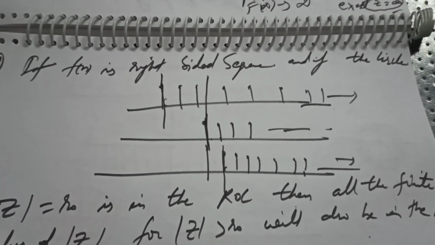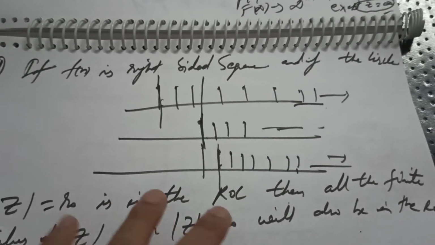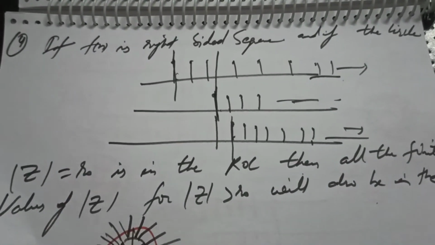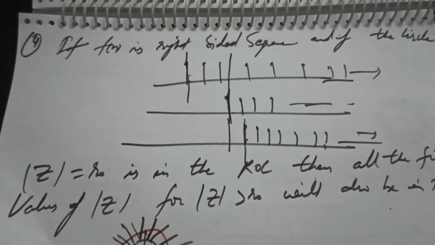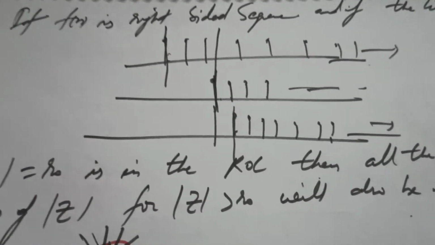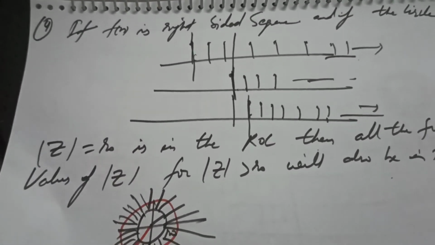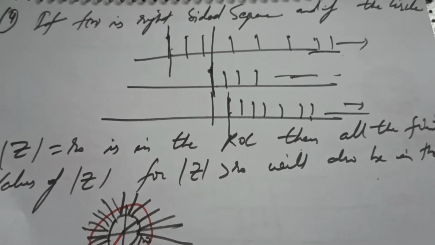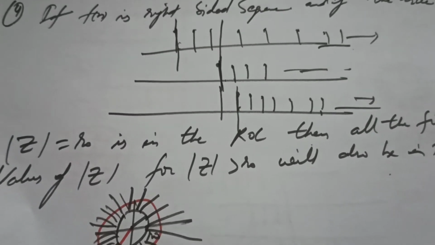if we check for a right-sided sequence, and the ROC is specified as mod of z equals r0 is in the ROC. Are you getting it? If the sequence is a right-sided sequence and I am told that mod z equals r0 is in the ROC, then one thing is very sure, that all the circles for which mod of z is greater than r0 will also be in the ROC.